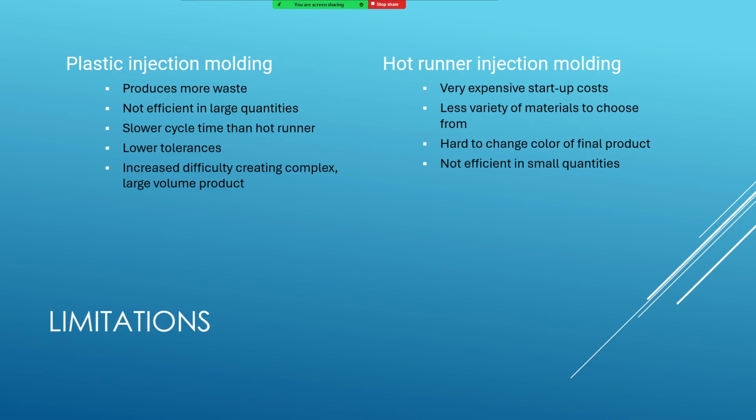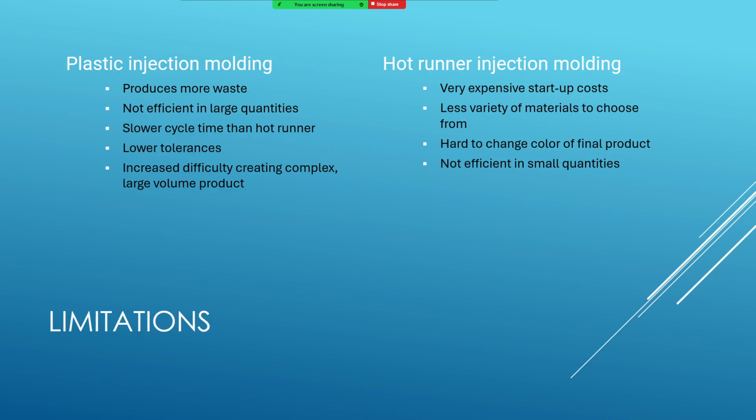Some limitations for both plastic injection molding and hot runner injection moldings are as follows. For plastic injection molding, it is more prone to create waste over hot runner injection molding. For large quantities, plastic injection molding is not very efficient, because it has a slower cycle time, which means that it creates large quantities in drastically longer times than hot runner injection molding.